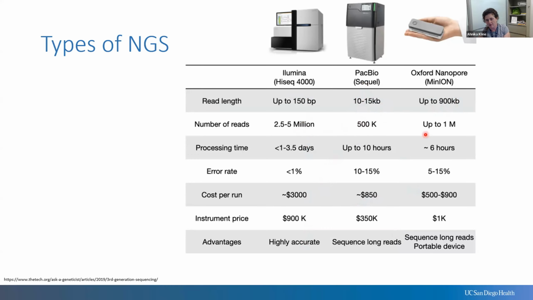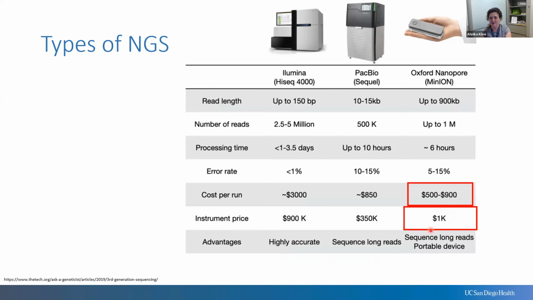Illumina is able to do a lot of reads. The processing time varies, the error rate varies, with Illumina winning there. The cost per run varies and the instrument price varies. Your advantages are that Illumina is a highly accurate sequencer, PacBio and Oxford Nanopore sequencers can do long reads, and Oxford Nanopore has the additional advantage of being a portable device. The first thing that mattered to us was the cost per run and the cost of the instrument. I am a new assistant professor, a health sciences faculty member who spends most of my time on clinical work.